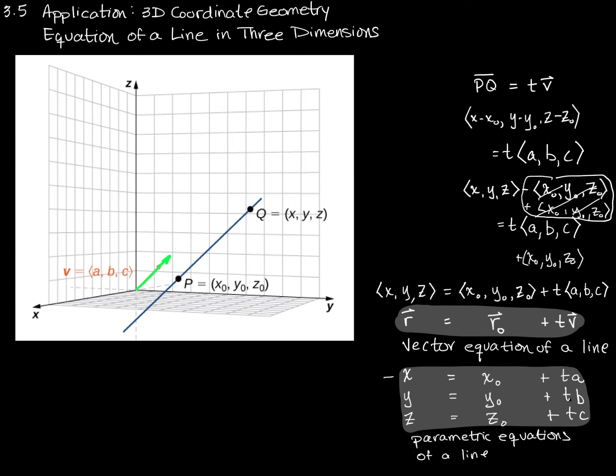Now, if I take this equation here, let's put this off to the side. x equals x naught plus ta, and I subtract x naught from both sides. I get x minus x naught equals ta. That's very similar to what I had up here. x minus x naught must equal ta. And then I divide both sides by a.